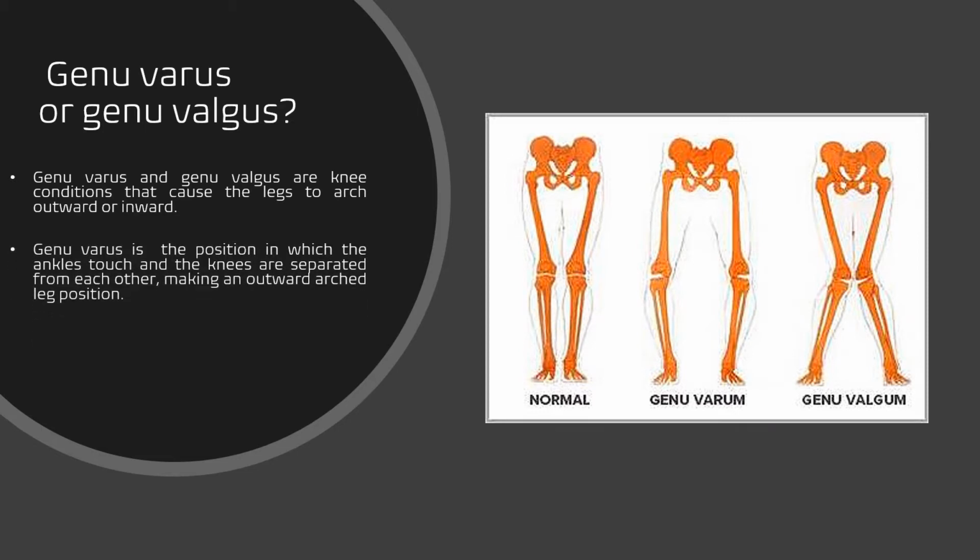Genu-varus is the position in which the ankles touch and the knees are separated from each other, making an outward arched leg position. Genu-valgus is a condition in which the knees touch but the ankles do not. The legs form an X shape.